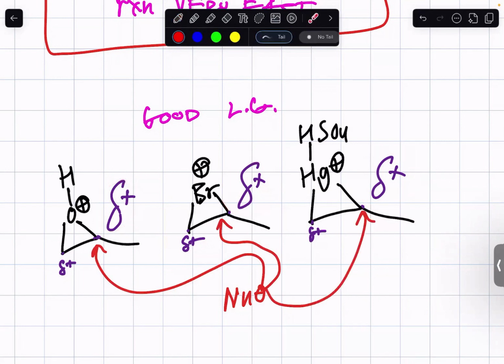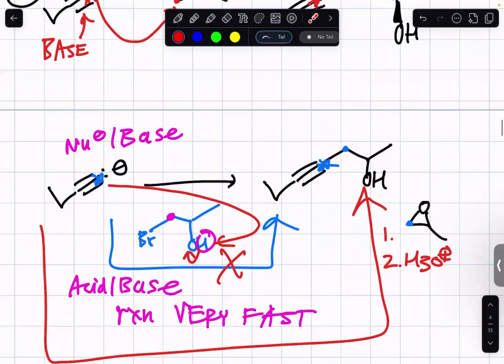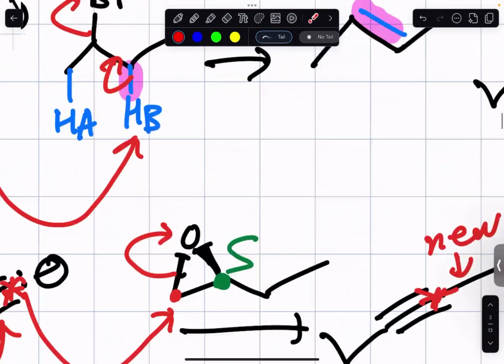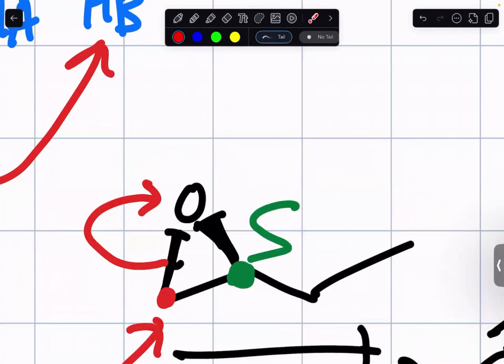And that's only when you have a positive charge on the three-membered ring. When you have a positive charge on the three-membered ring, that's when you know to attack the more substituted side. If it's neutral, like in the previous example, or when we opened up the epoxide right here, this epoxide had no positive charge. It was neutral. That's why we attacked the less substituted side.